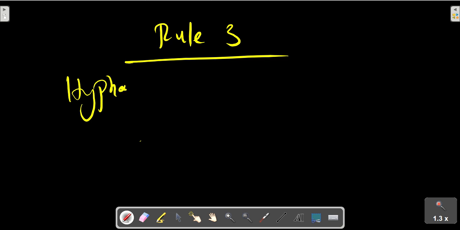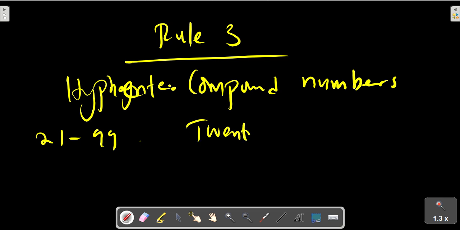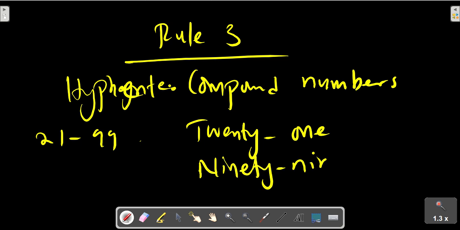Okay, now the final thing you need to get down in mind is that we need to hyphenate compound numbers. What are compound numbers? Compound numbers are numbers between 21 and 99. So, for example, 21 is going to be written with a hyphen, and 99 as well. And once we have all these three rules down, we find it easy to write out numbers.